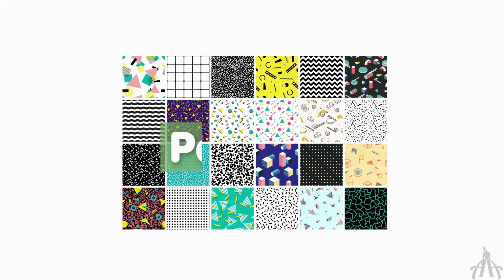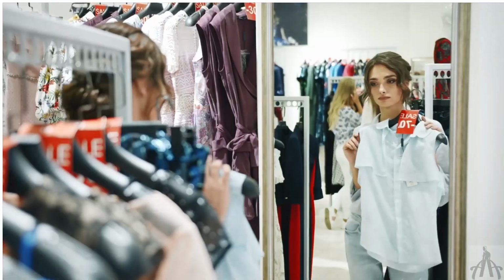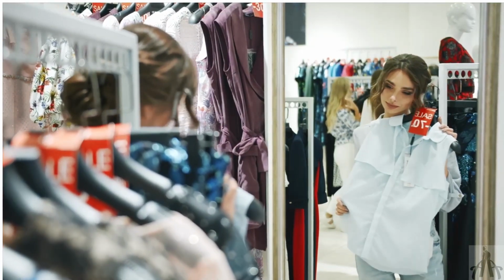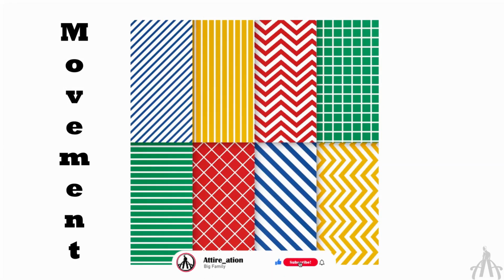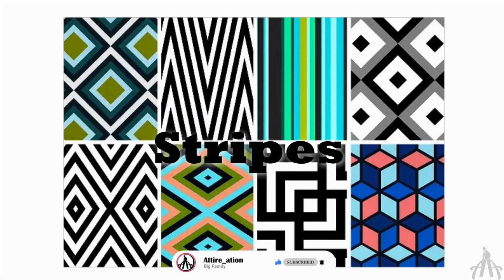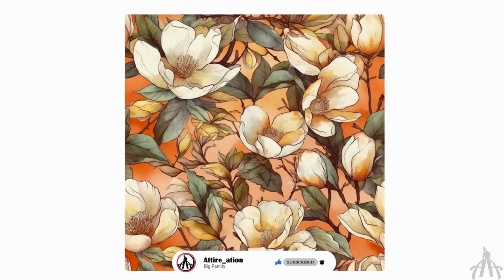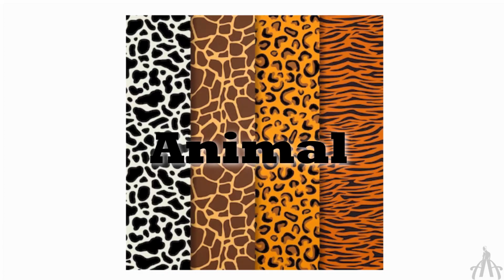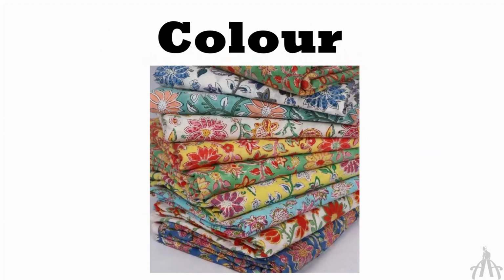The fourth element of design is pattern. Pattern refers to a design that repeats itself on the fabric. Patterns can add variety and interest to an outfit and are often used to create movement and balance in an outfit. Patterns can be geometric, such as stripes, polka dots, or checks, or organic, such as floral prints, animal prints, or paisley. Patterns can also vary in size, scale, orientation, and color.